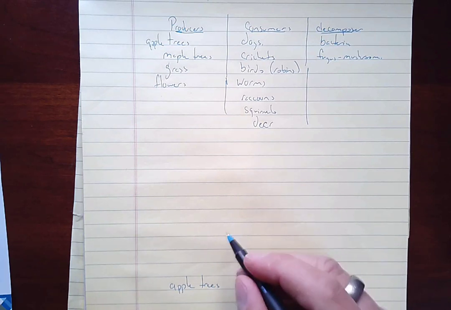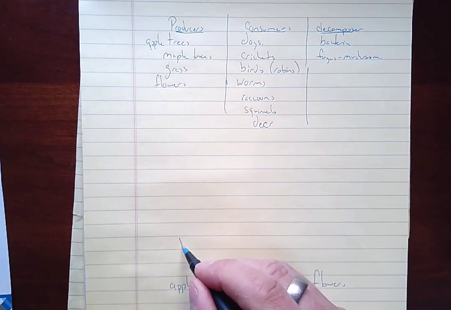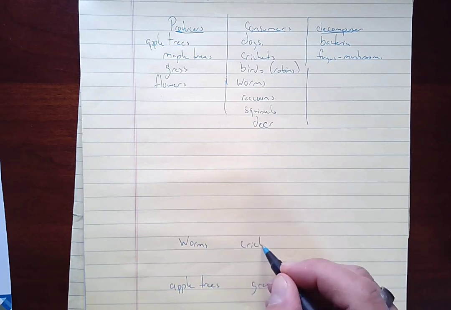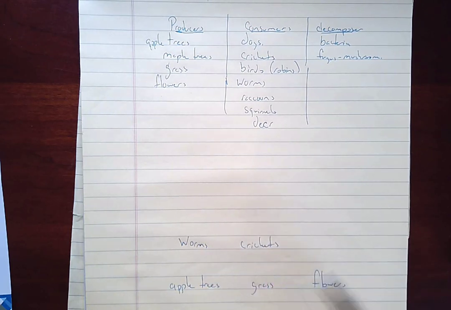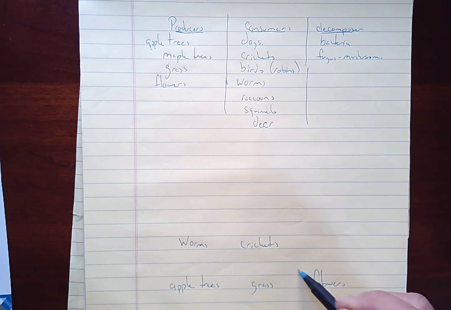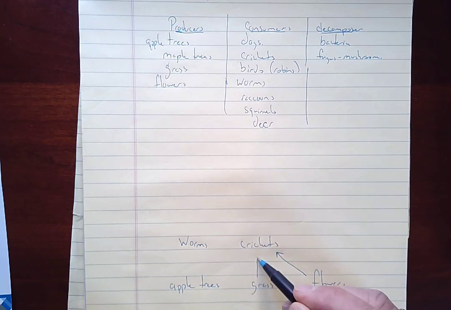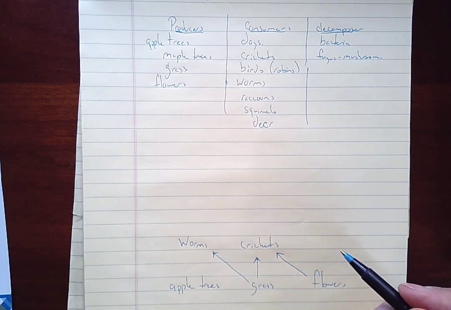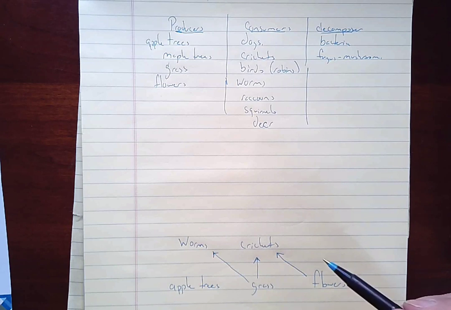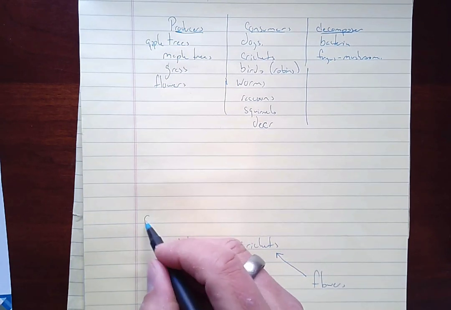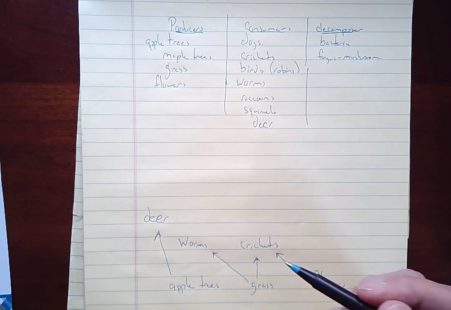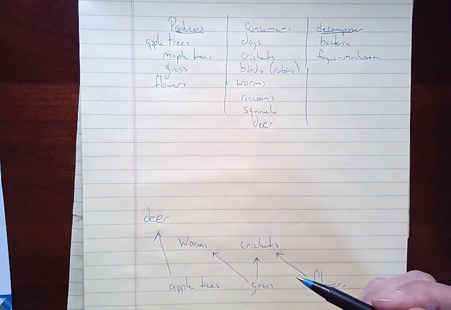So if I have my next line, I have my worms, I have my crickets, okay? So I might have that my cricket is going to eat the flower, it's going to eat the grass, my worms kind of eat the grass or the dirt, and then obviously I have my deer. Deer are going to eat that. And then you can start to go up from there.